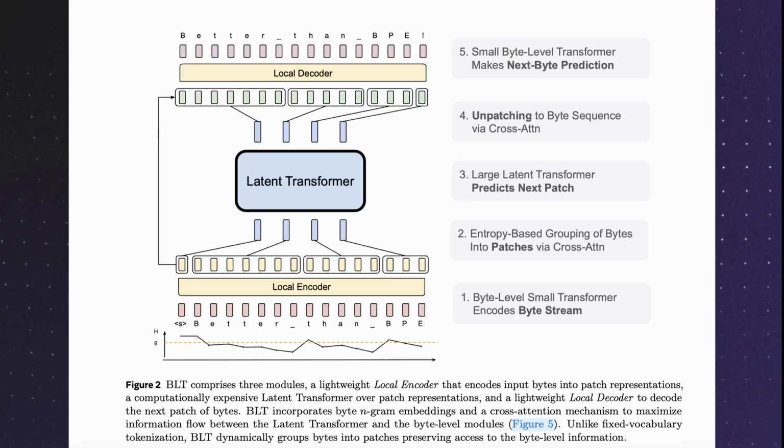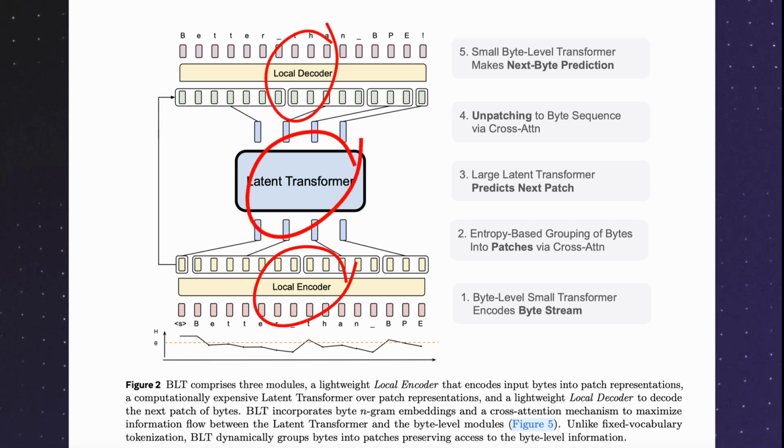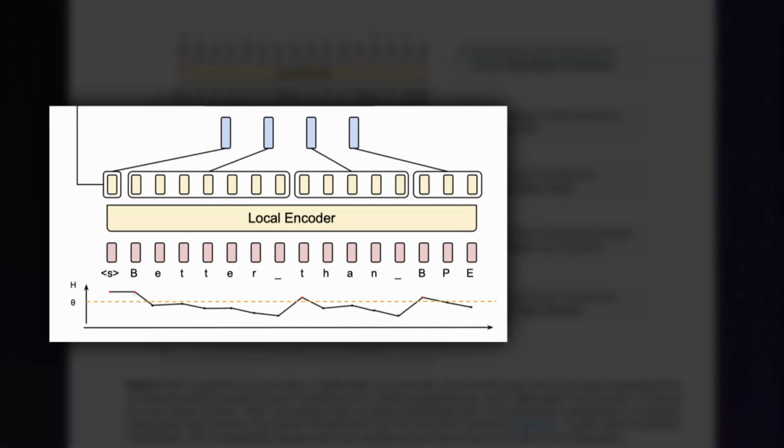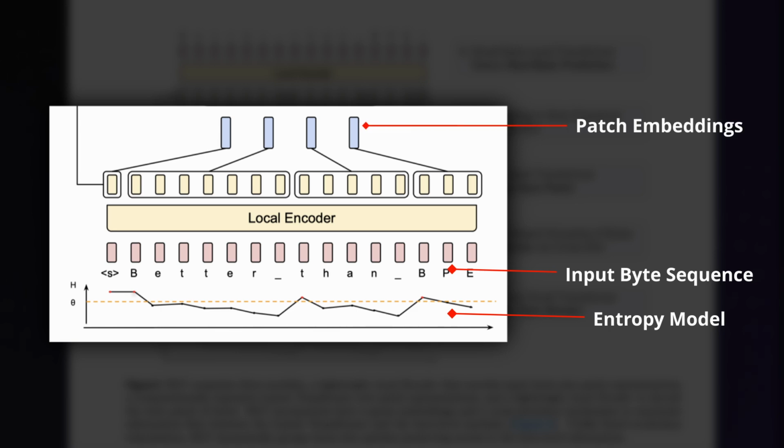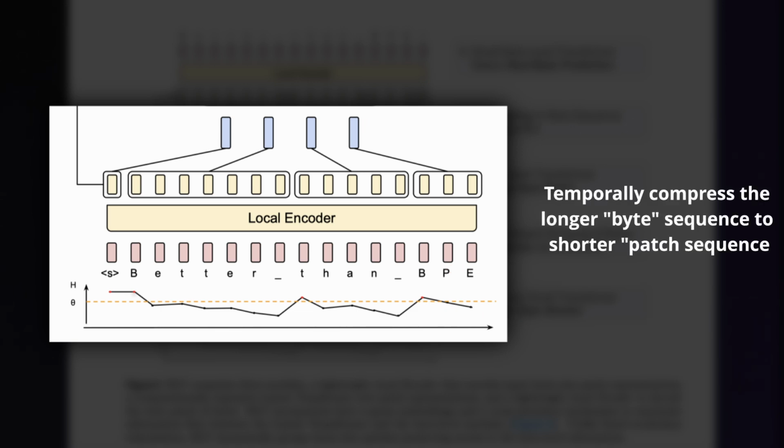So we have three more neural networks: the local encoder, the latent transformer, and the local decoder. The local encoder inputs the byte sequence and the information of where the patch boundaries exist, as we obtained from the entropy model, and then generates a new sequence of patch embeddings. This can be considered a type of latent space because you're transforming the originally long input byte sequence into a much shorter representative patch sequence.